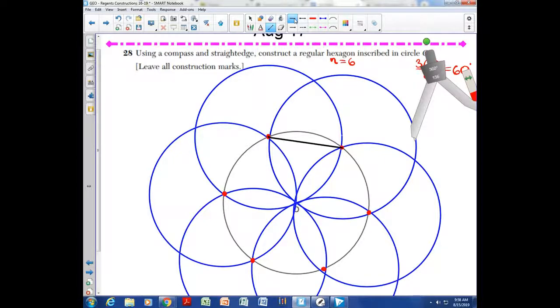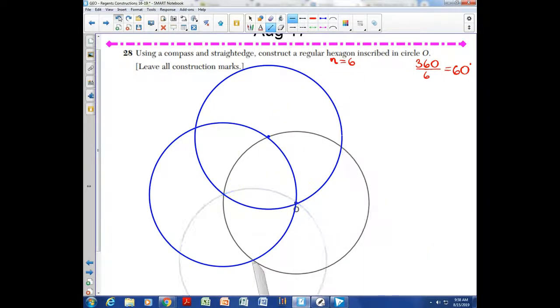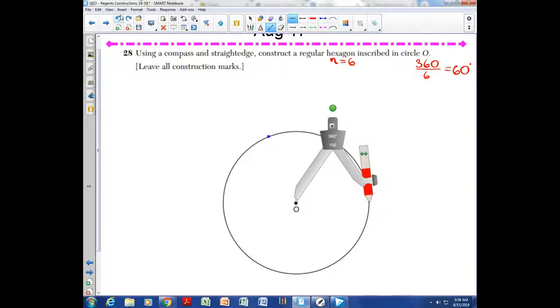There's 1, 2, 3, 4, 5, 6. And there is my hexagon, and they didn't give any other instruction. Now that would be someone who's the opposite of a minimalist. That would be a maximalist, if that's a word. So I'm going to go backwards, and I'm going to do this again in a minimalist way, because once you get good at constructions, you don't really need to do all the work. So let's just go in reverse and show you kind of a minimalist way.